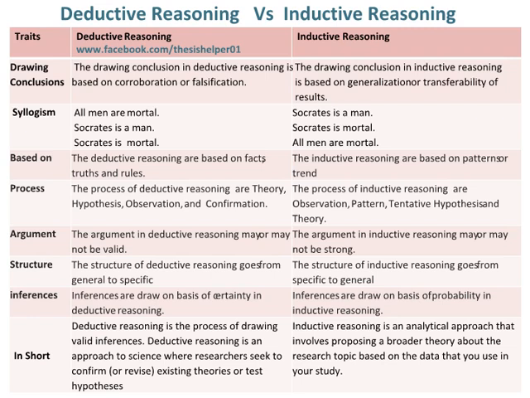Deductive reasoning is an approach to science where researchers seek to confirm, or revise, existing theories or test hypotheses, whereas inductive reasoning is an analytical approach that involves proposing a broader theory about the research topic based on the data that you use in your study.